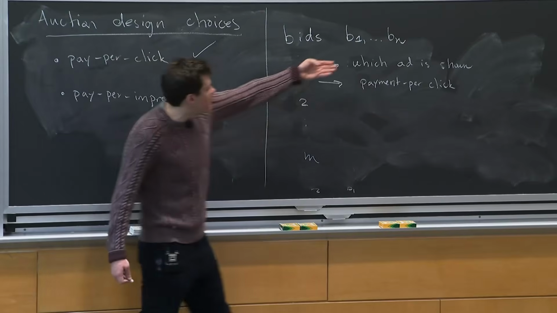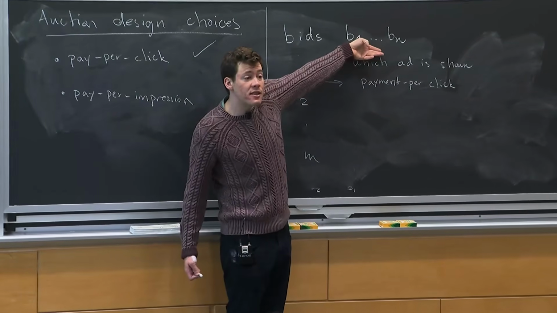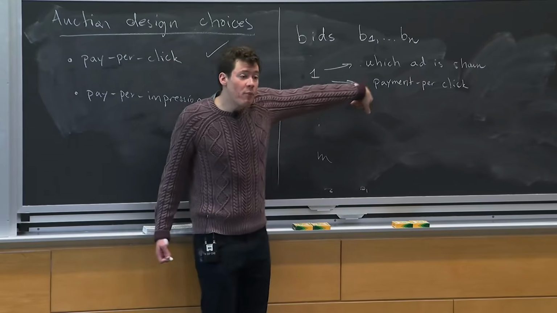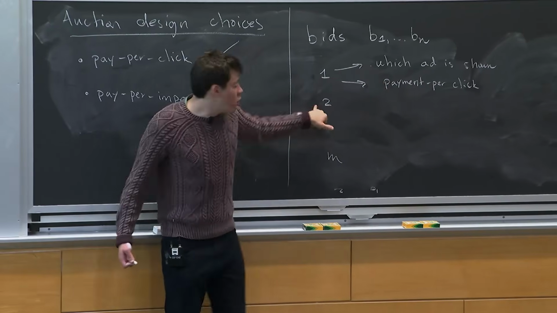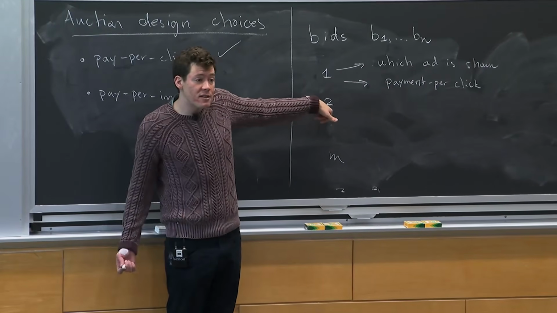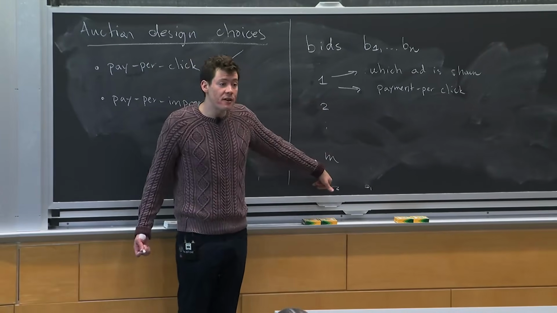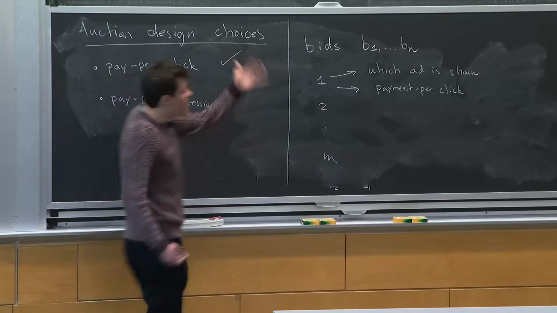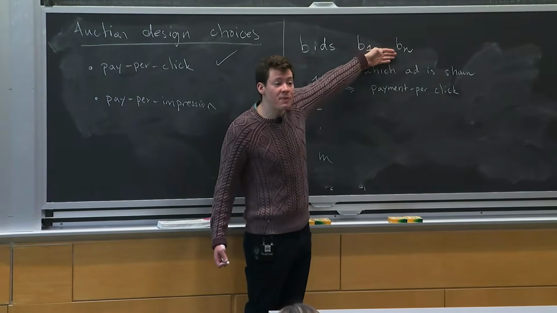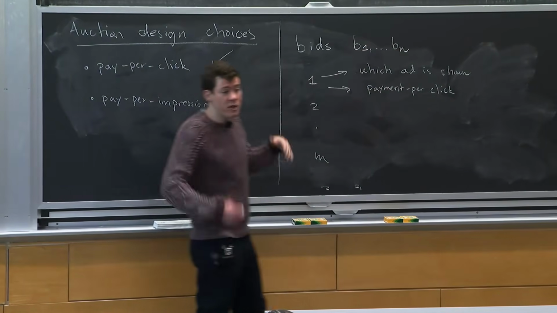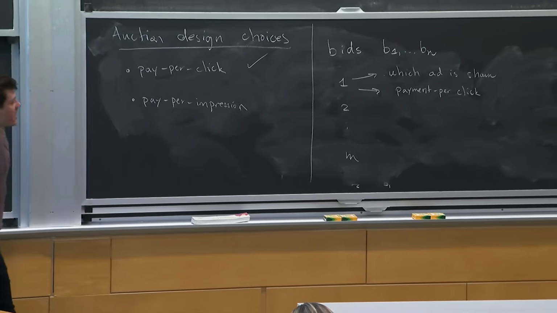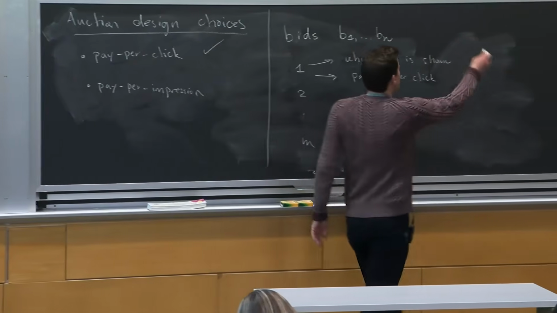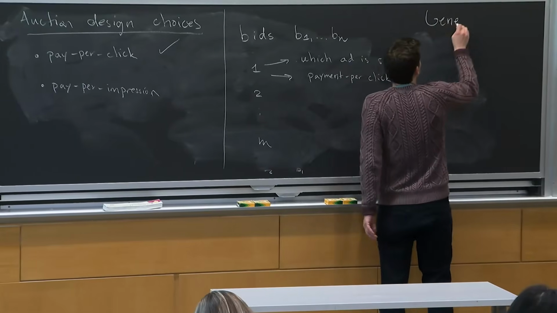We're choosing a function that says, if these are the n bids that the advertisers submit, who are we going to put in the first slot, and how much are we going to ask them to pay per click? Who are we going to put in the second slot, and how much are we going to ask them to pay per click, all the way down to the mth slot. So that's the choice we have to make. And of course, the design of the auction that we use is going to affect the bidding behavior of the advertisers. There are various auction formats. Today, the first auction format we're going to look at is what's called a GSP, or generalized second price auction.